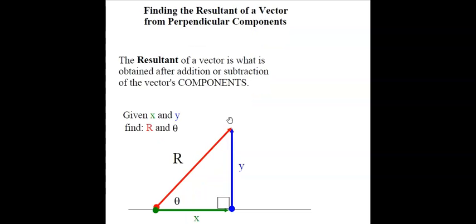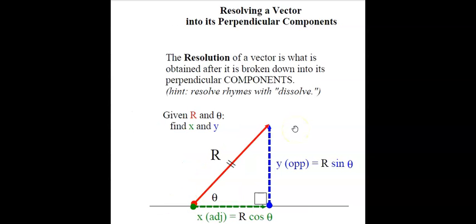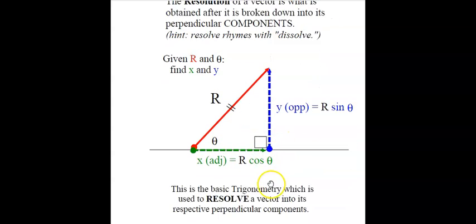Now let's take a look at what happens if you wanted to reverse this process and break it down to resolve a vector. Resolving a vector into its perpendicular components is not too much different from finding the resultant. You're going to reverse the process. The resolution of a vector is what is obtained after it is broken down into perpendicular components. So if I start with any vector on an angle, it automatically is the hypotenuse to a right triangle, and we want to find the legs.